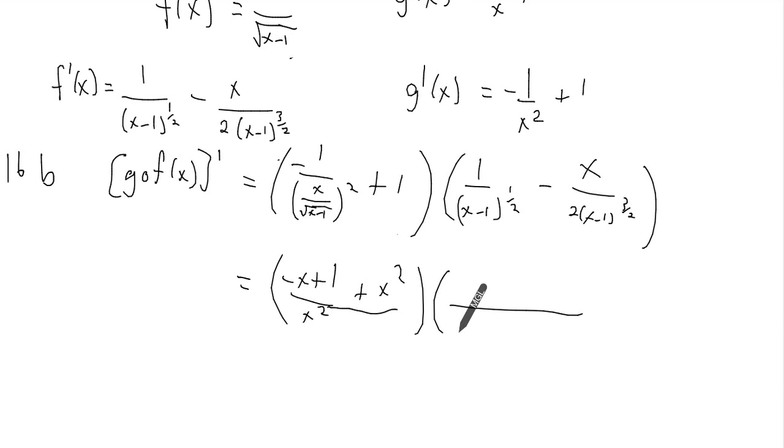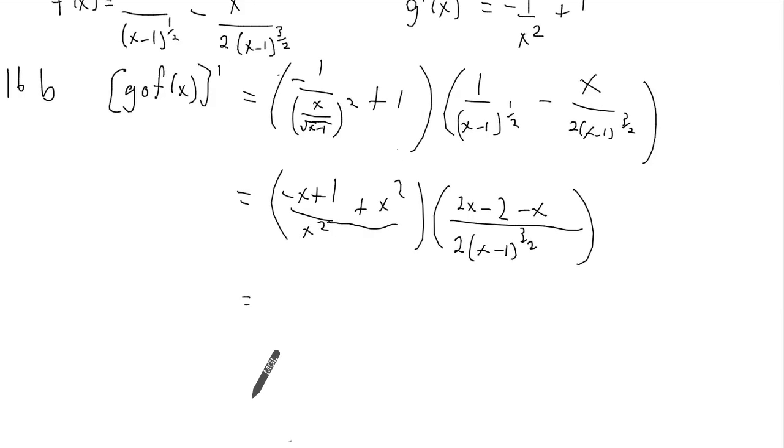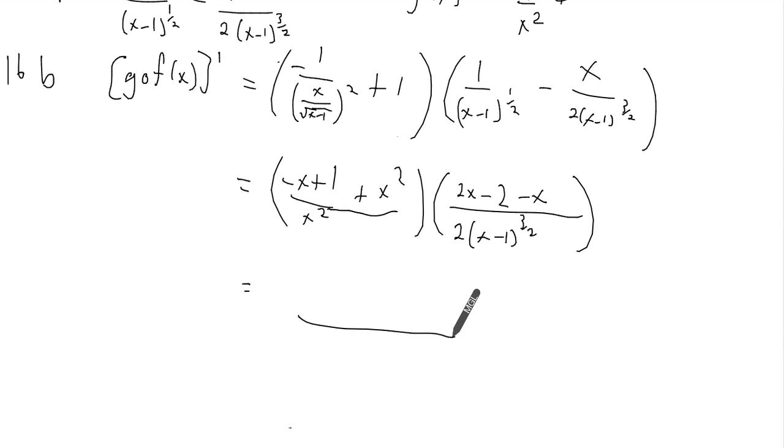So its denominator will become, I'll have a factor of 2, and then my x minus 1 to the power of 3 over 2. And so I'll get a 2 and an x minus 1 up here. So 2x minus 2. And I'll get minus x as well. So simplifying this a little bit, my denominator will be 2x squared times x minus 1. So that's combining this one and this one together to the power of 3 over 2.